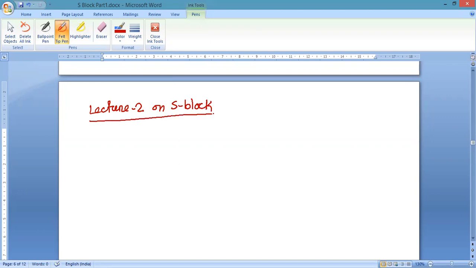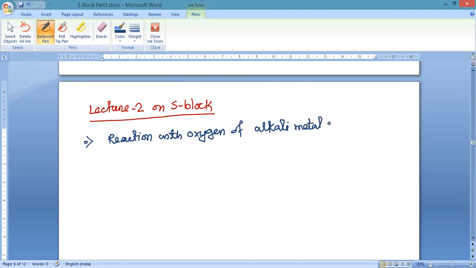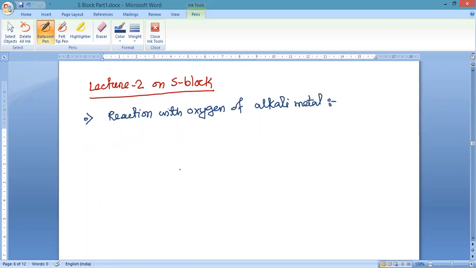Okay, so the first topic is oxides, reaction with oxygen of alkali metal. Alkali metal के साथ ऑक्सीजन का रिएक्शन में different products you can have. So let's see.